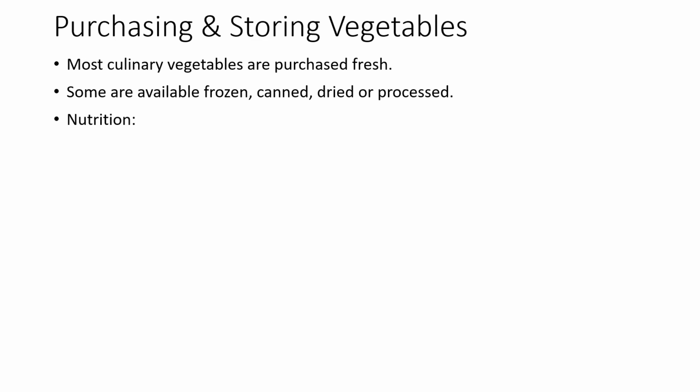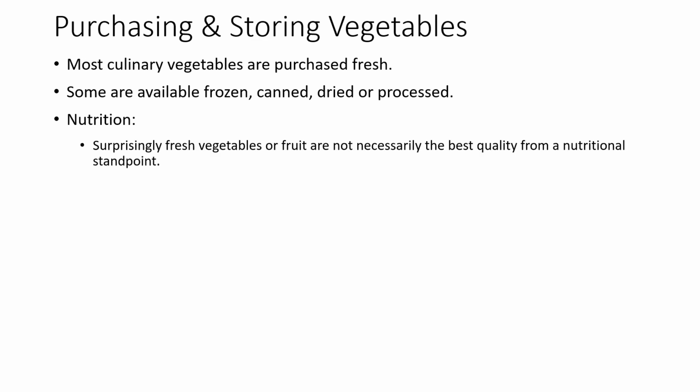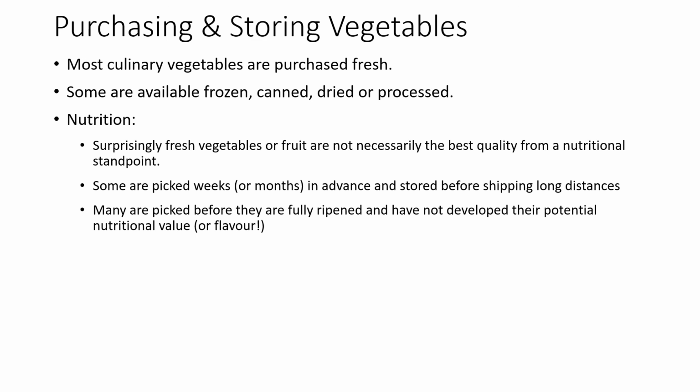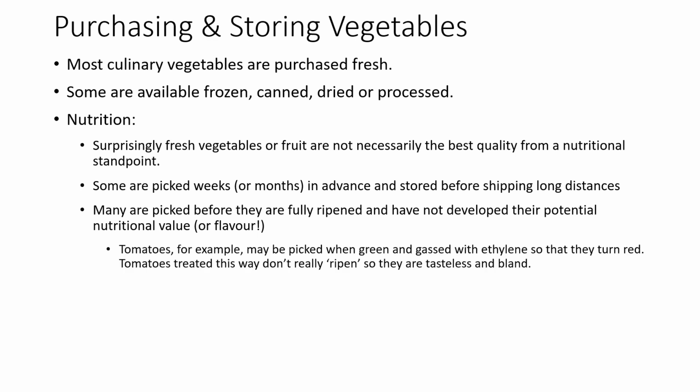When you talk about the nutrition of these vegetables, surprisingly, fresh vegetables or fruit aren't necessarily the best quality from a nutritional standpoint. When you think about certain vegetables, they might have been picked weeks or months in advance and then stored before shipping long distances. Many of these vegetables might be picked before they're fully ripened and they haven't developed their potential nutritional value or flavor. Good example would be tomatoes.